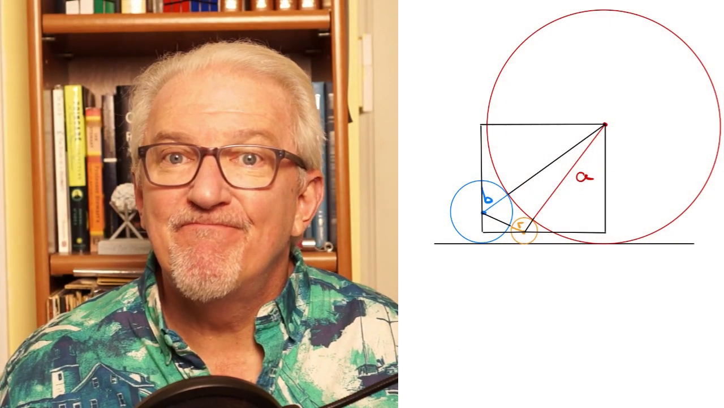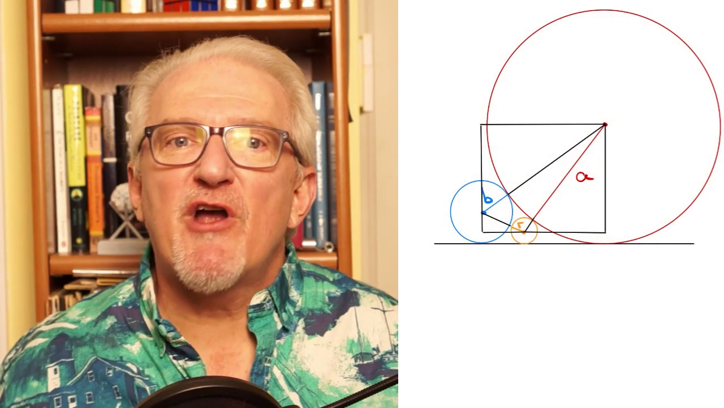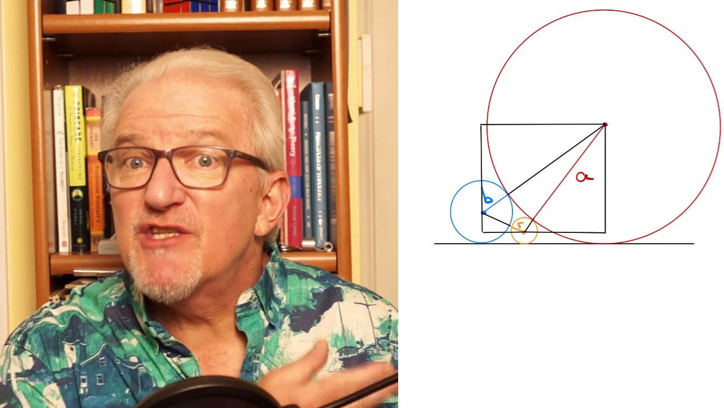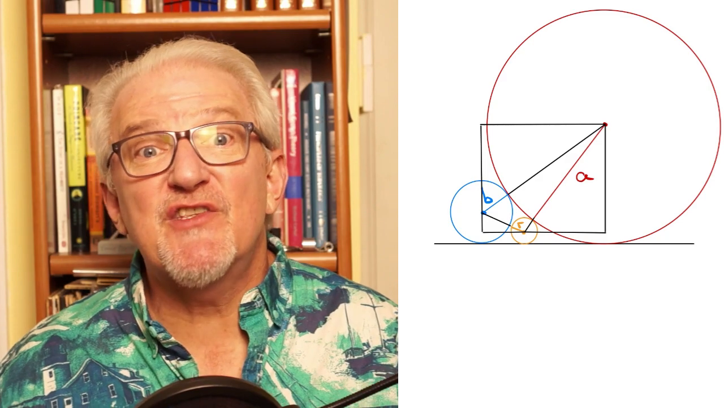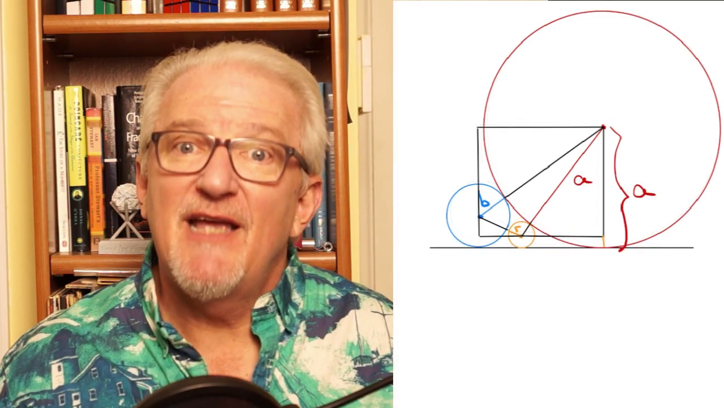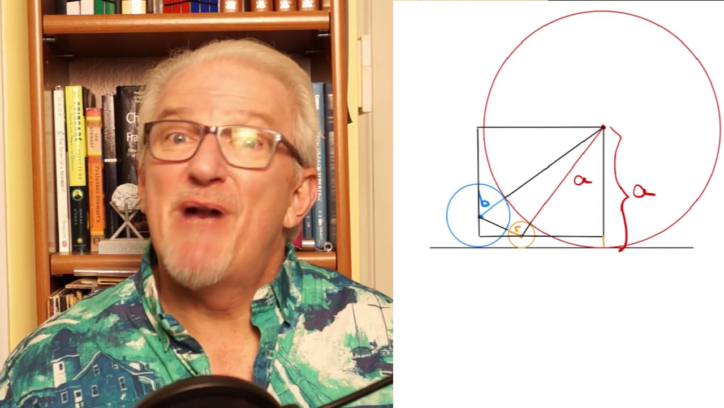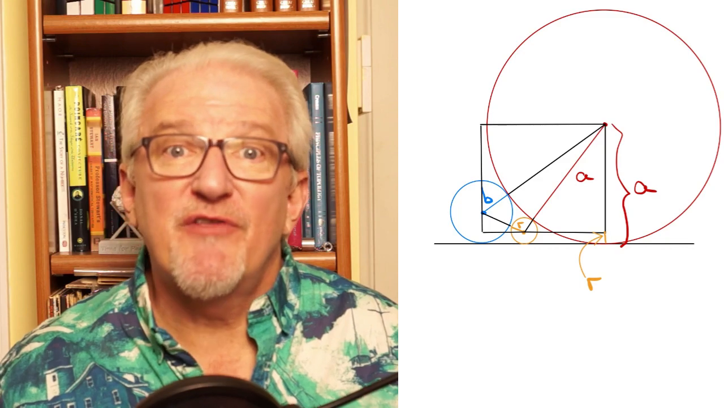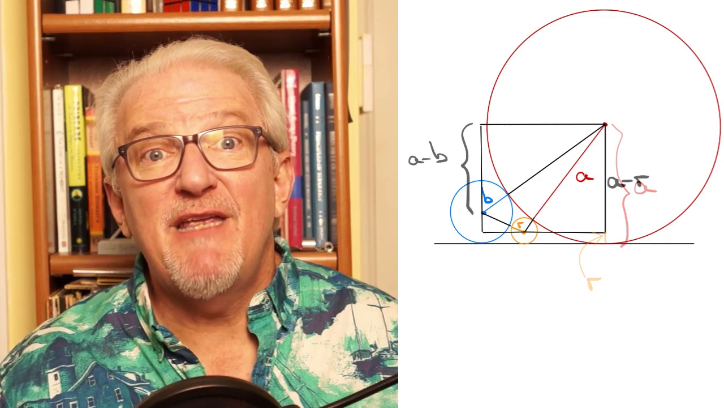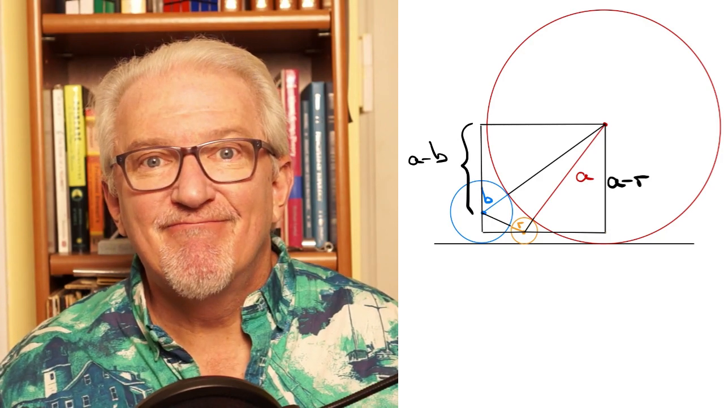How'd you do? Okay, let's work on it together. We'll begin by finding the height of the rectangle that's drawn in the picture. Since the red circle has radius a, the distance from the center of the red circle to the line segment is a units long. But that's r units longer than the height of the rectangle. Therefore, the height of the rectangle must be a minus r.